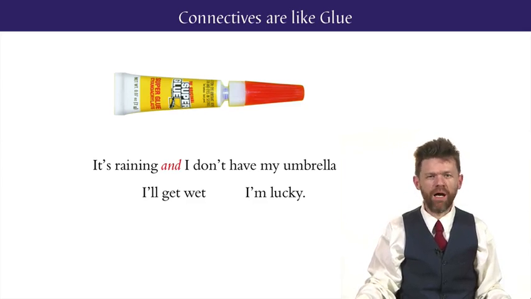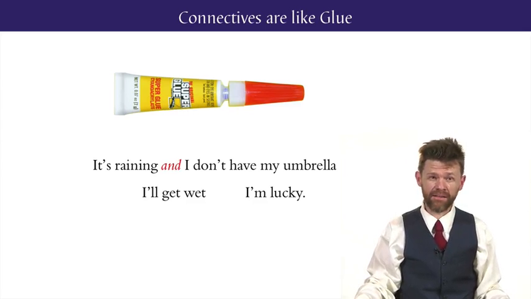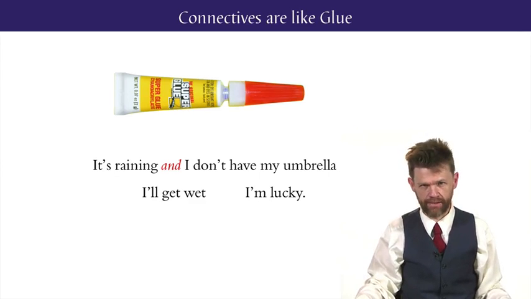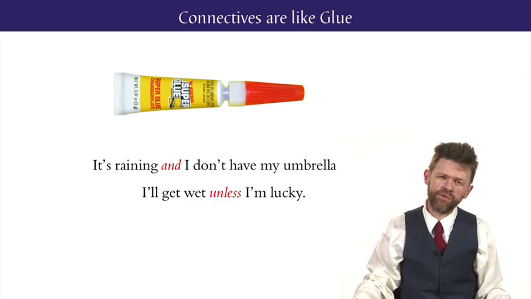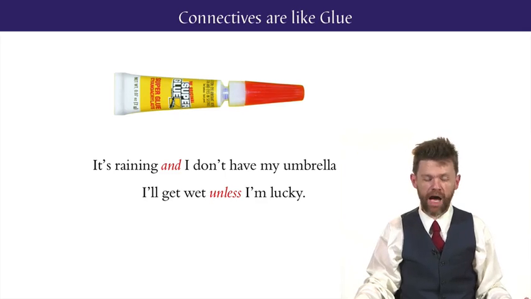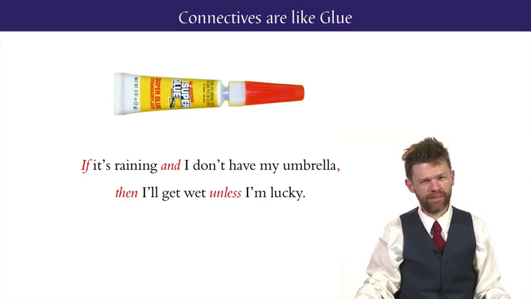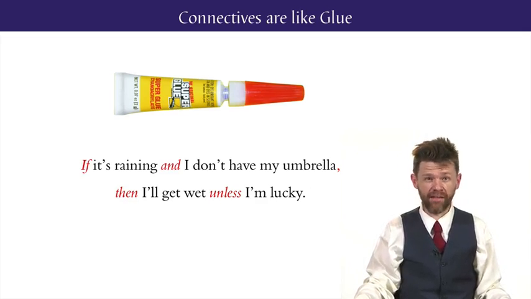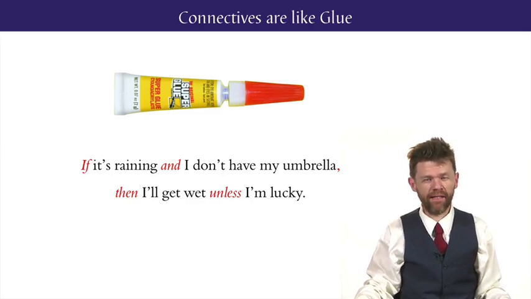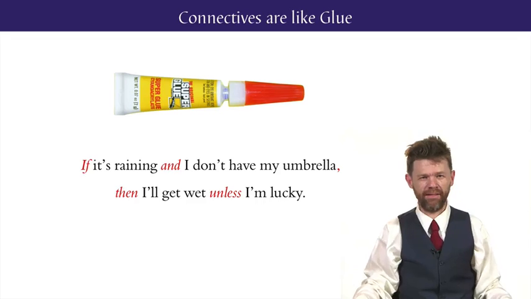So, for example, I can conjoin the first 2 statements with an and get a larger statement that says both. It's raining and I don't have my umbrella. I could join the last 2 statements with an unless and say I'll get wet unless I'm lucky. And then I could wrap these 2 statements together in an if-then to get a much larger statement that combines all 4. If it's raining and I don't have my umbrella, then I'll get wet unless I'm lucky.